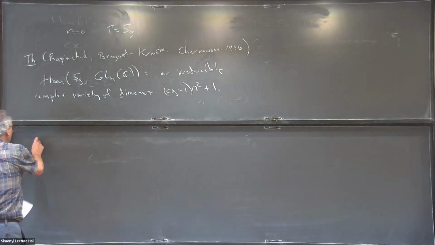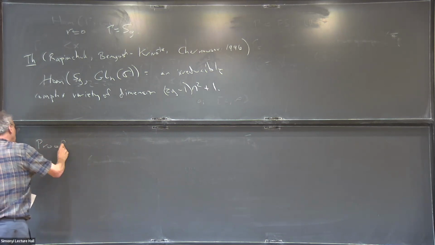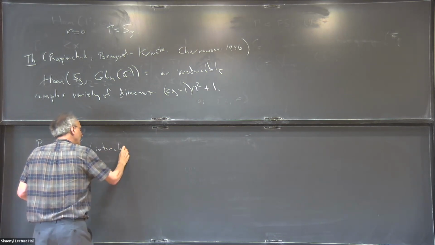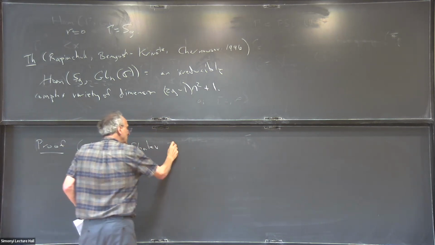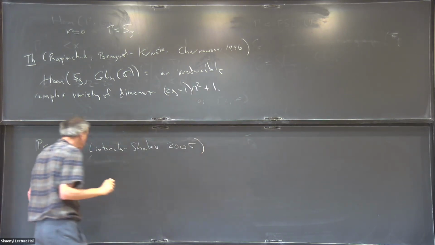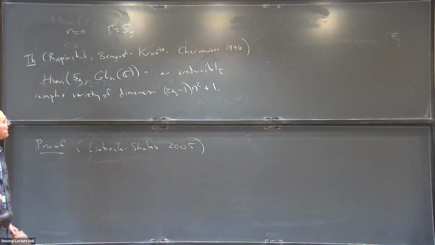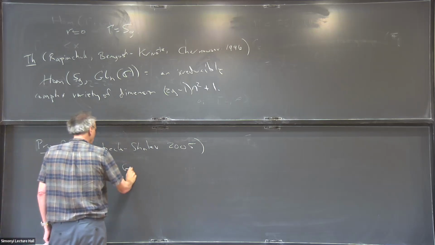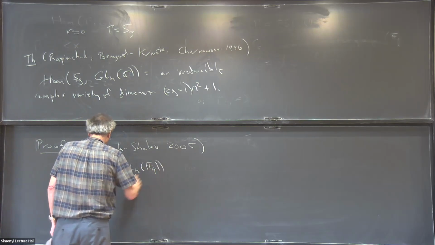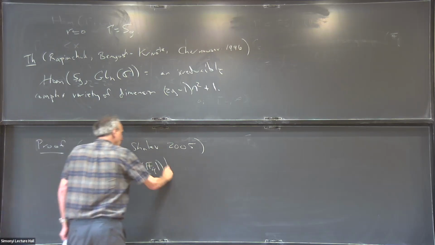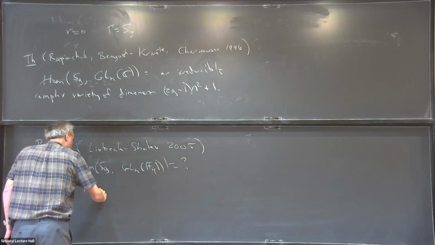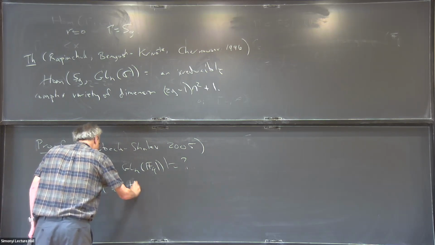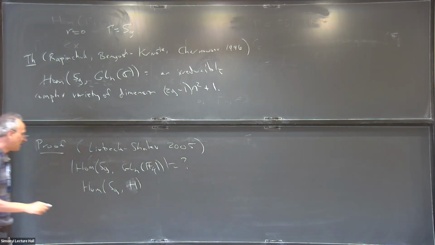Okay, so what I want to do is describe a proof, not their proof, but a proof which is due to Liebeck and Shalev in 2005. And what did they do? They said, well, let's count the number of homomorphisms from SG into GLN of FQ. So this is a special case of counting the number of homomorphisms from SG to some, call it H. It's not an algebraic group, it's a finite group.